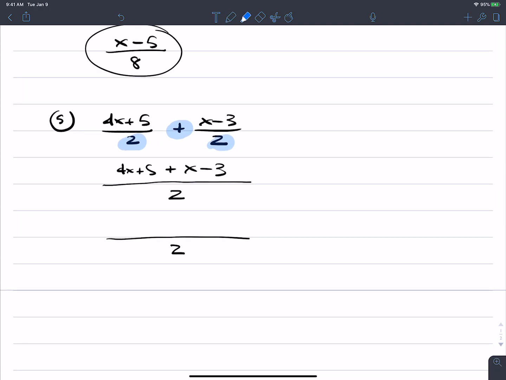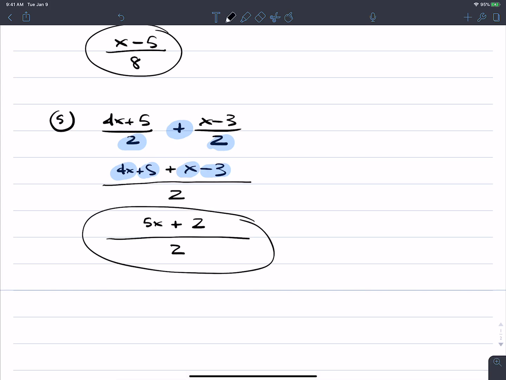At this point, we'll combine like terms. We take 4x plus x. That gives us 5x. Plus 5 minus 3. That's going to be a positive 2. Now notice at this point again, your numerator is not factorable. Even though we have 2's here, we can't simplify those 2's.